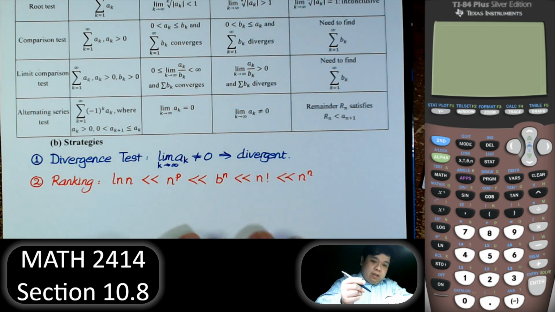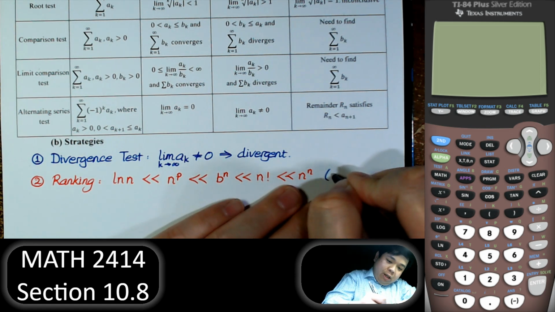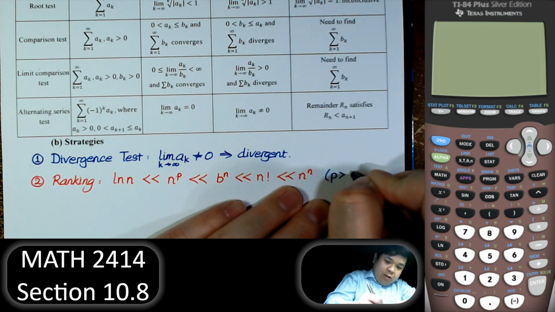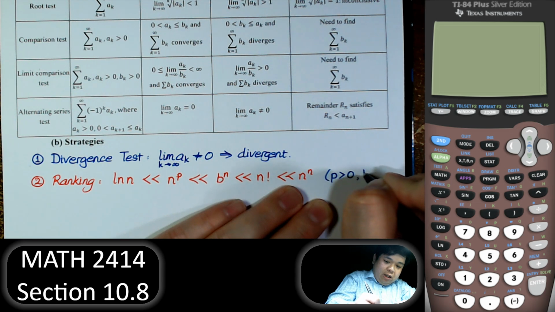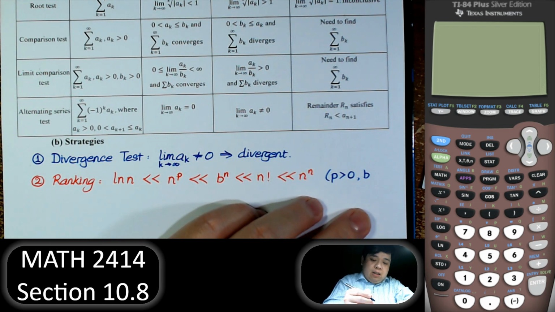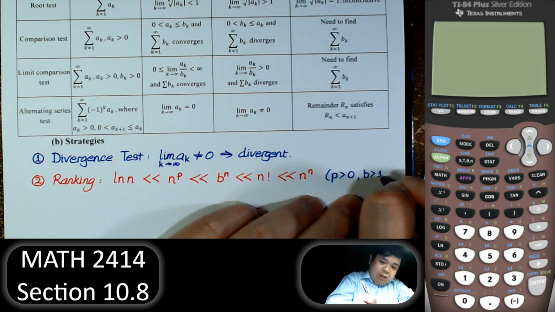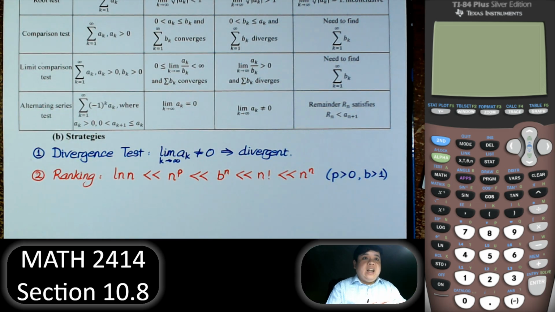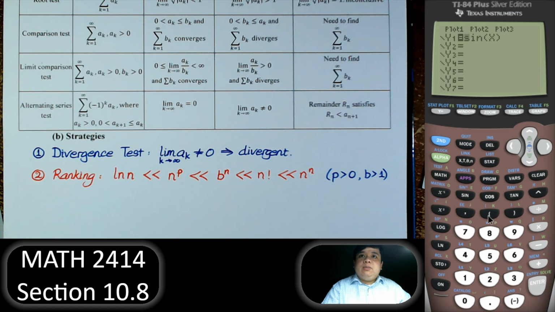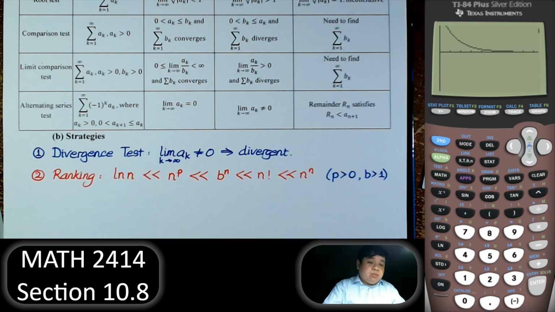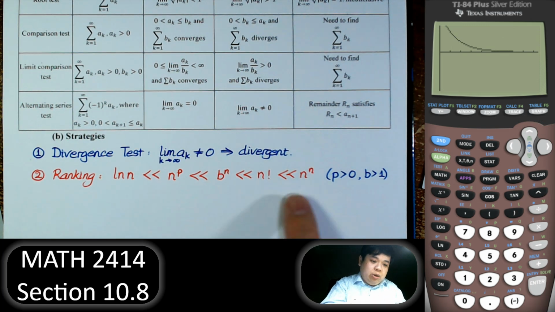So I should say that p is bigger than 0, and b is the base, bigger than 1. Because if b is less than 1, for example a base like 0.5, then that will go down, it does not go to infinity. So we have to have that.